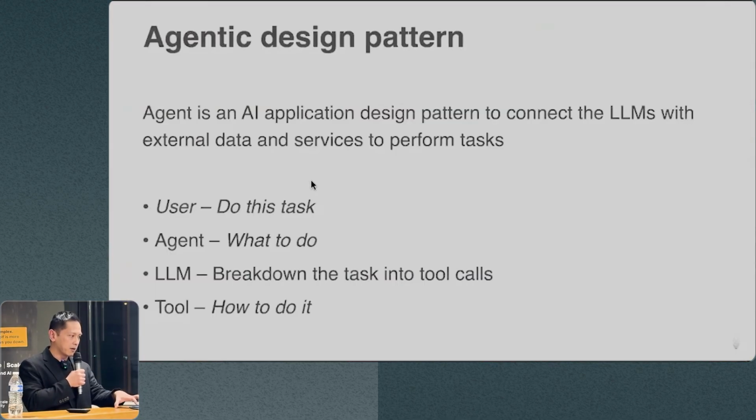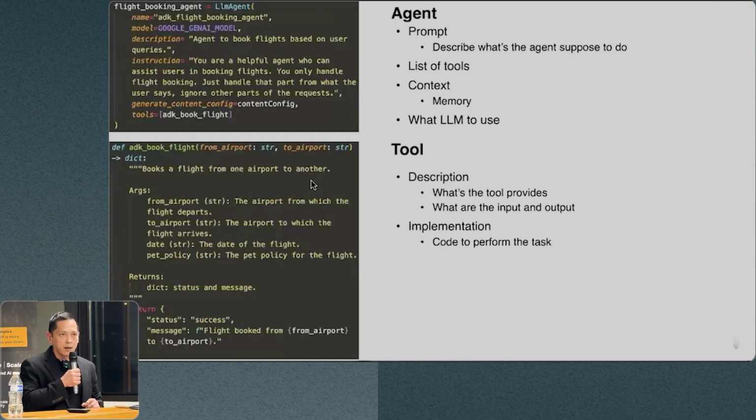So I'm gonna go over the slides really quick on the agentic design patterns. Typically you have a user ask a question or request to do a task. The agent decides what to do, basically calls the LLM to break down the task into tool calls, and the tool actually decides on the execution of the task, right? This is one example of Google ADK.